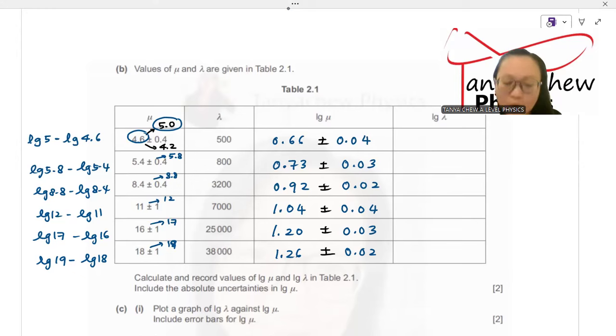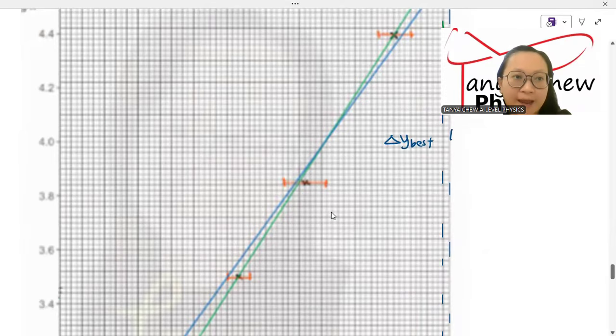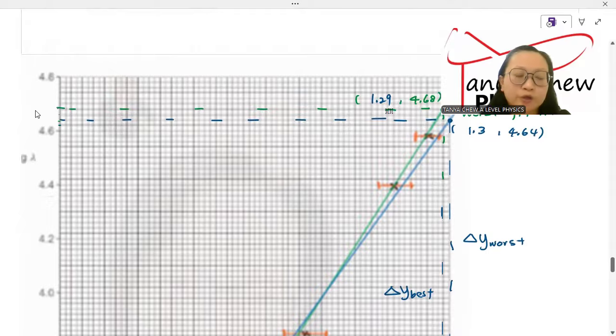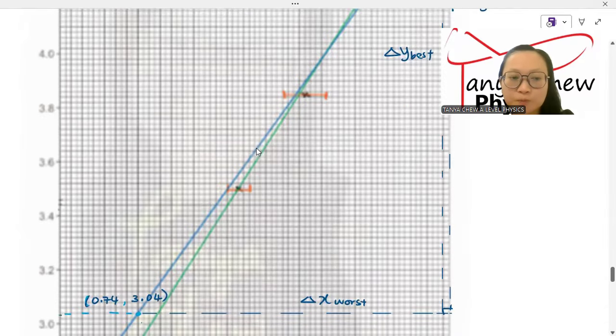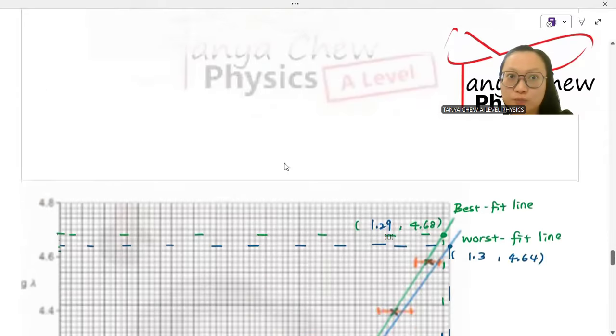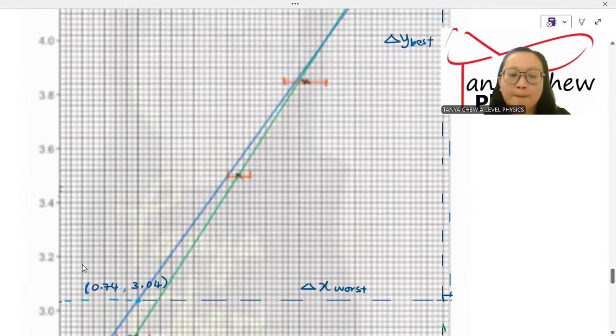Now, lambda, on the other hand, if you want to know how many significant figures you are supposed to put for lambda, you look at your lambda value. Log lambda is on your right-hand side, on the y-axis. So if you want to know whether I'm supposed to put it in terms of 2 or 3 significant figures, I would suggest you put in 3 significant figures. Why? Because on the y-axis, given all the values are in 2 significant figures, but this is 3.8.